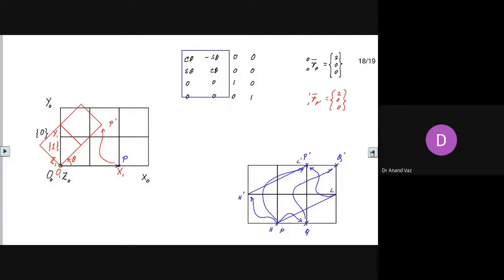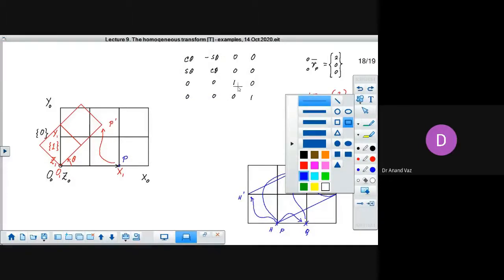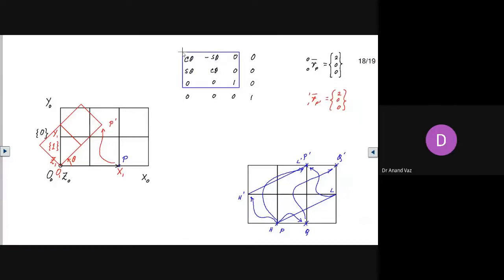I think I'll have to use a rectangle. Okay, this part is here. This is our transformation matrix. You can see that this part remains unchanged. This part continues to be 0. Okay. So this is our transformation matrix.